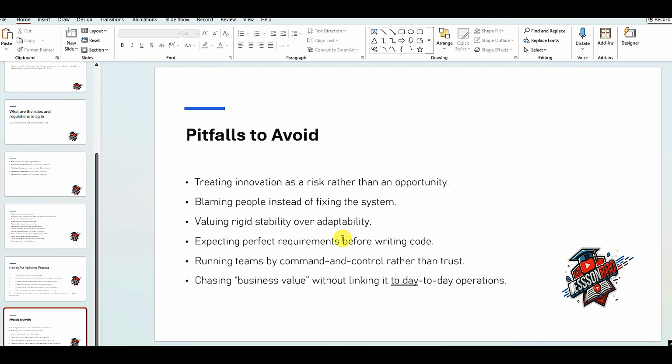Treating innovation as a risk rather than an opportunity. Normally, when something comes up, we take it as a threat. Oh my God, we're not able to complete this sprint. It will be a kind of spillover. Spillover should be there, my dear friends.